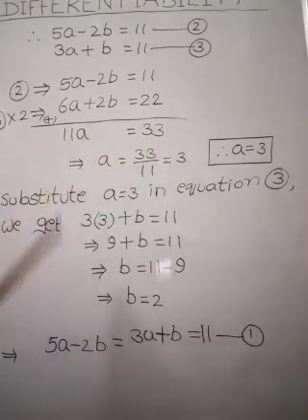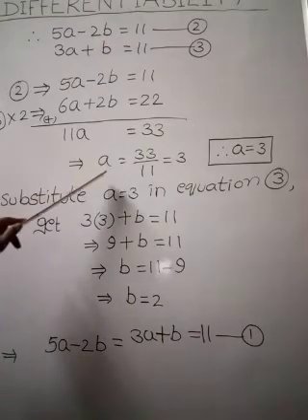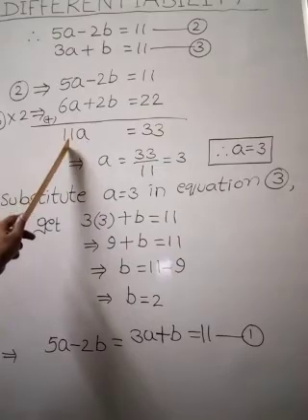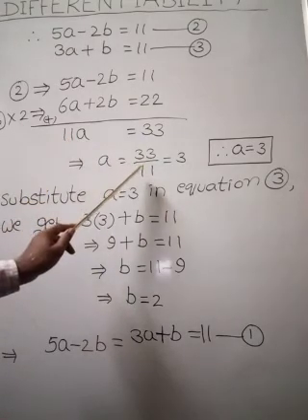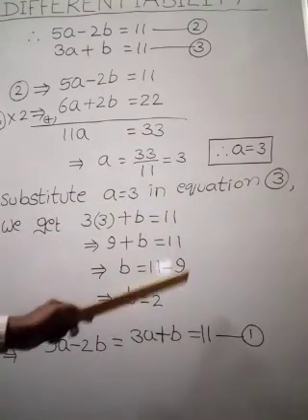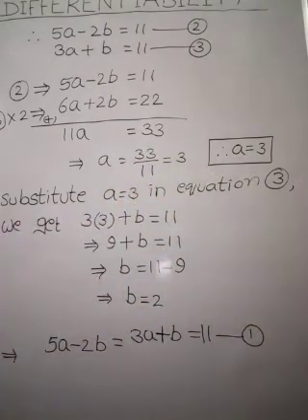Now this is a simple equation in a. We solve it. This implies a is equal to 33 by 11. If we are taking this 11 to RHS, it becomes by 11. So by simplifying these two numbers, we get 3. Therefore, a is equal to 3. Understood, my dear children? Right.